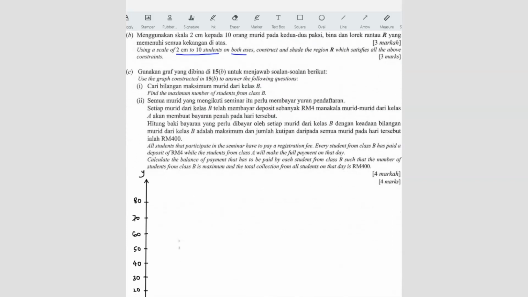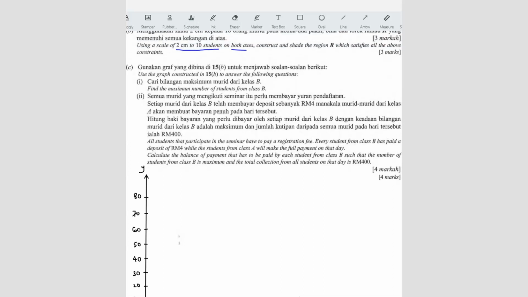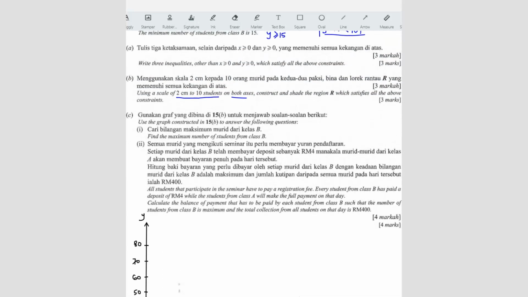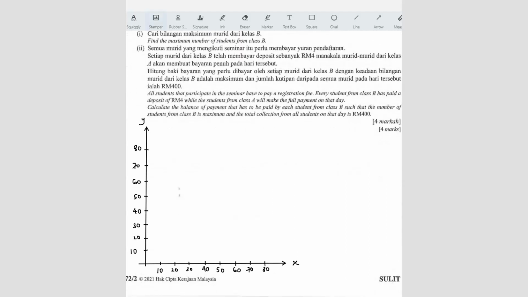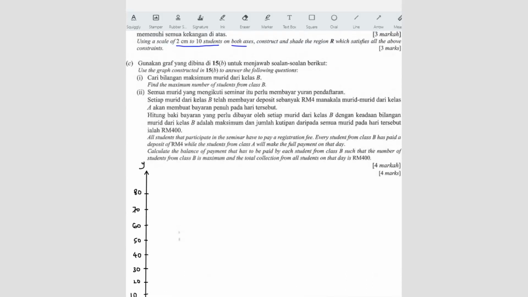So I've already drawn the graph down here, the scale. So the main thing here I want you all to notice is, because I don't have a graph, just make sure when you draw your graph, make sure you're following this. Every 2 cm is 10 students. So I'm actually following this. So you see here, I've got 10, 10, all the increment by 10. So here, my scale is correct, but the only thing is, it's not 2 cm because I don't have a graph. So when you draw your graph, please make sure you use every 2 cm, 10 students.